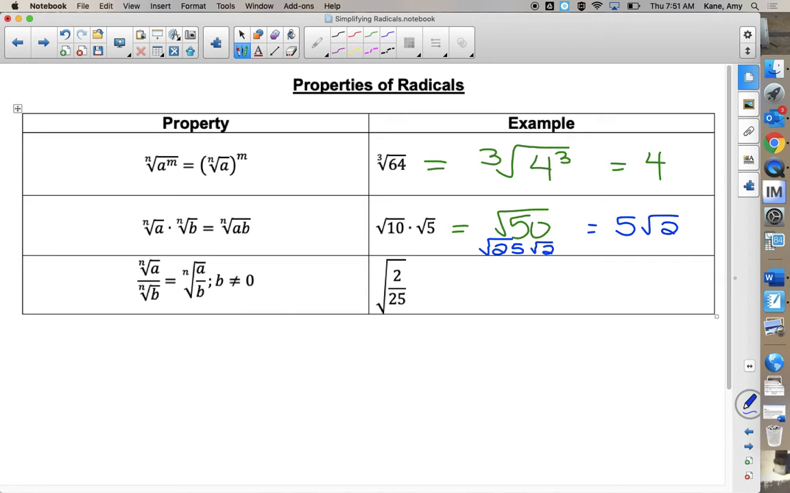And then the last one works the same way with division. If I'm dividing two separate numbers, but the index is the same, we can actually group that together and say we have one fraction that we're dividing. Or we could go the other way and separate it and look at two separate parts that we're dividing. It just depends on which way works better for you to simplify the problem. But these go either way.